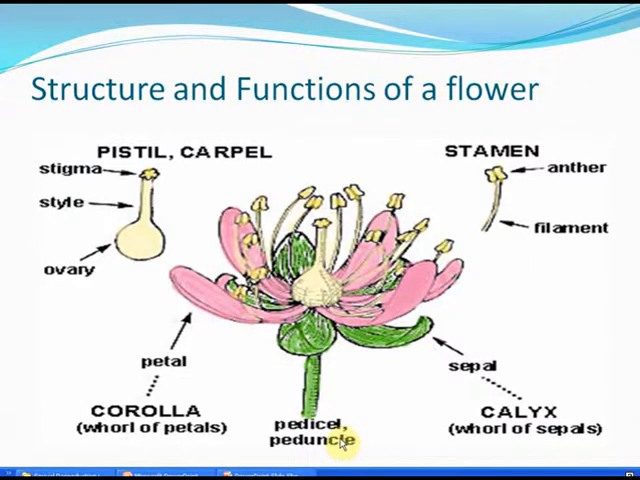Here we see the structure and function of a flower. The pistil has the stigma, style, and an ovary. The stamen consists of the filament and the anther. The corolla forms the petals and is known as the whorl of petals. Pedicel and peduncle. Calyx is the whole of the sepals.